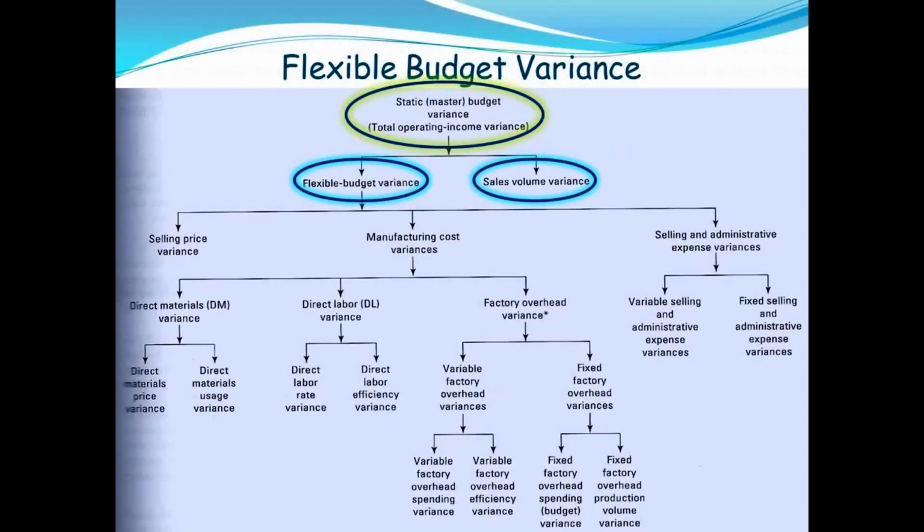So the first thing we'll do is break down the master budget variance. I'm going to break it down into something called a flexible budget variance and a sales volume variance.